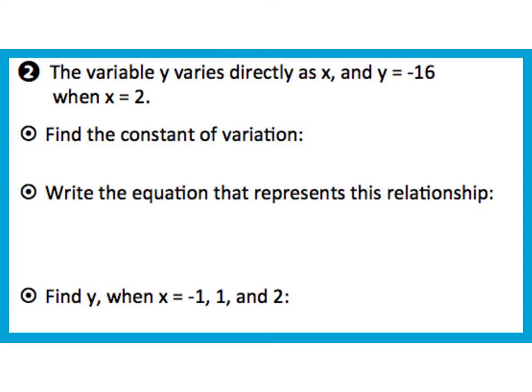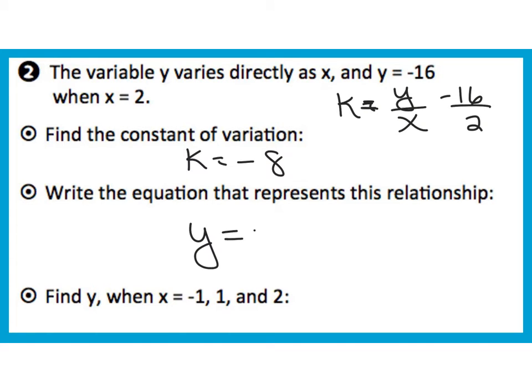Now I'm told the variable y varies directly as x, and y equals negative 16 when x equals 2. So to find k, it is a ratio. It is y divided by x. Another way to remember that would be, think of slope. You're changing y over changing x. So I'm going to do negative 16 divided by 2 to get my k. It will be negative 8. So what is my equation? Well, y equals kx would be y equals negative 8 times x.